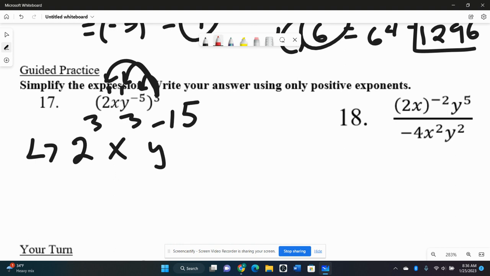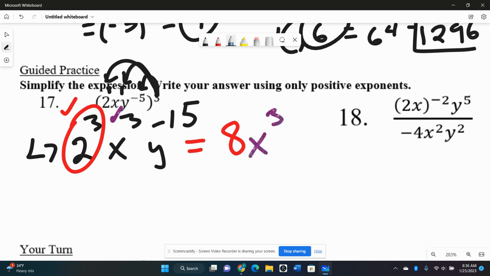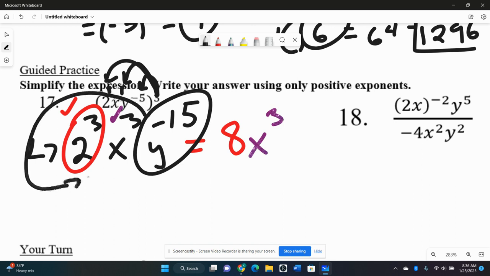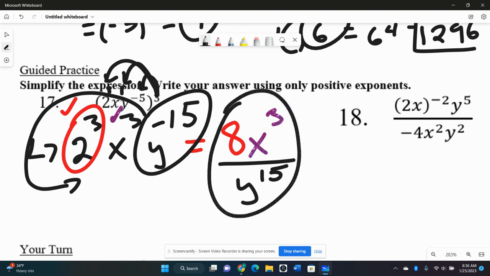Now I'm just going to look through each of the terms and see if I can simplify them. 2 to the 3rd, I know I can, because that's 8. So we've simplified that. Can we simplify x to the 3rd at all? No, so we're just going to rewrite it over here. Now what about this y to the negative 15? Oh, I see a negative exponent. So what do I have to do? I have to flip it to the bottom. So the only one who flipped there was the y. The other two stay on top because they were positive exponents.